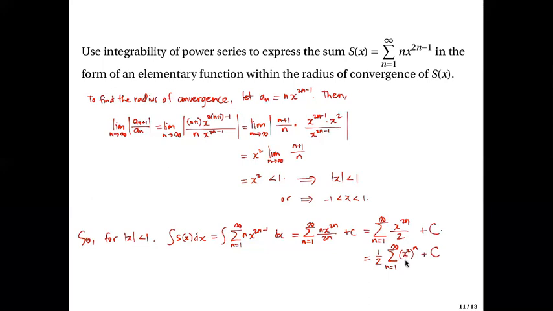But this we can now write as 1/2 of 1 over 1 minus x squared. But for this, take note that this has an n equals 0 term, so we have to subtract that n equals 0 term. So quantity minus 1, and then you have the plus c in here.